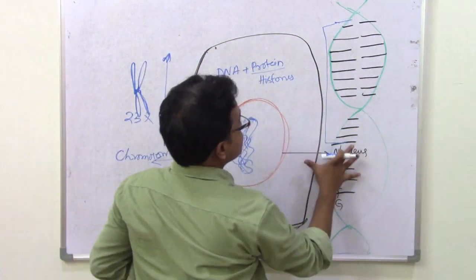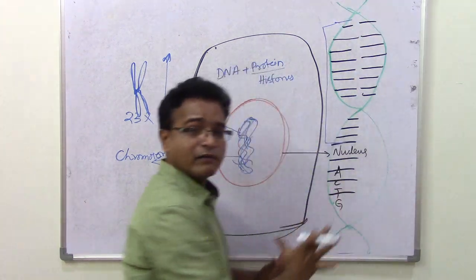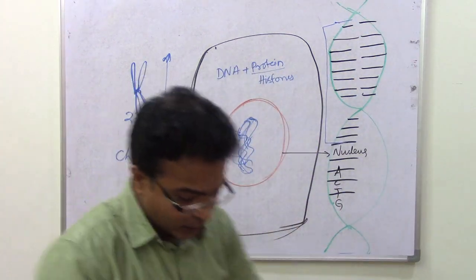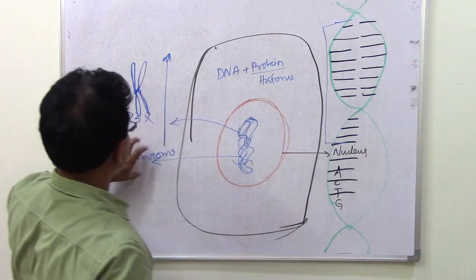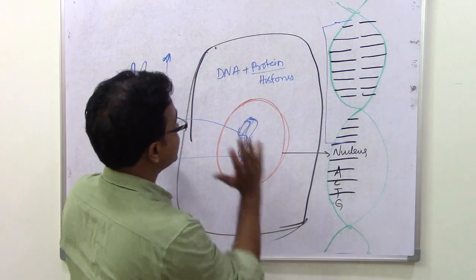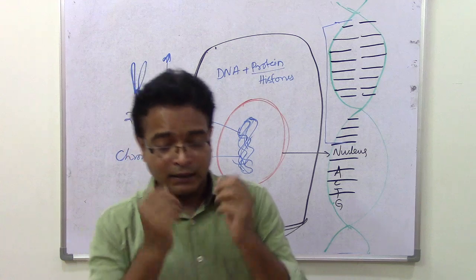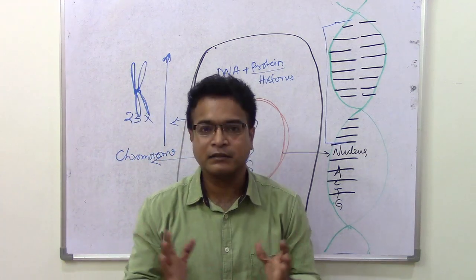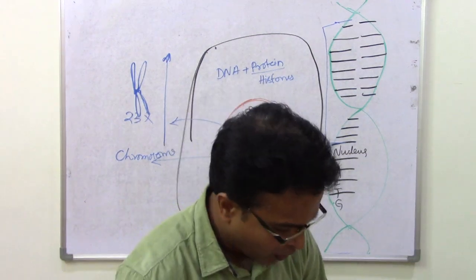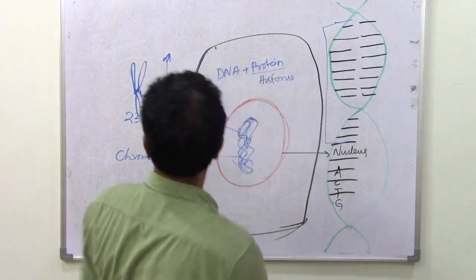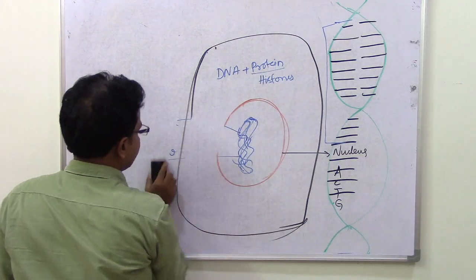This sequence is covered by the histone proteins that cover the DNA material. Together it is called a chromosome. Now, what is the function of a gene in a cell? We all know that cells do different functions. Yes or no? Yes.